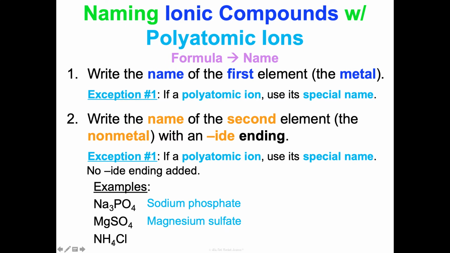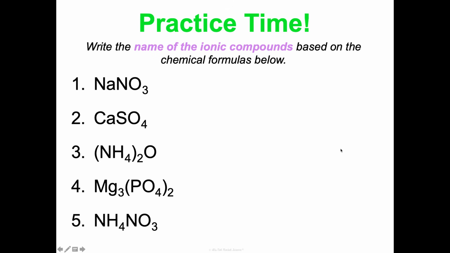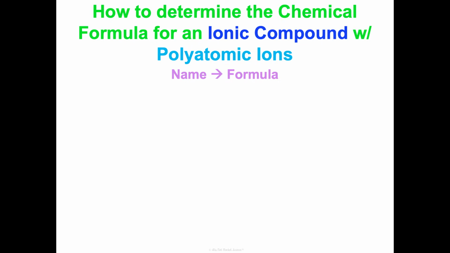All right, now we see NH4. Okay, that's a polyatomic ion, so it has a special name, ammonium. And then we end with Cl, chlorine. So because it's just a normal element, not a polyatomic ion, we add that IDE ending. So ammonium chloride. Okay, so while you're in a pause, I want you to do these 5 to practice that. For the sake of the video, we're going to keep trucking.